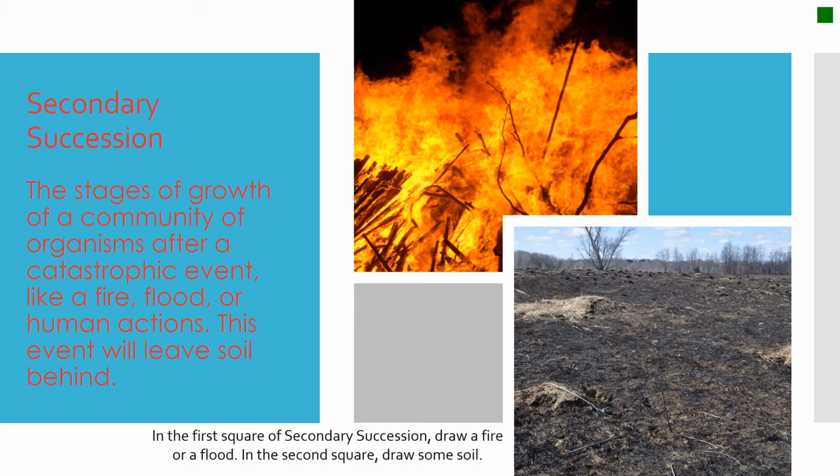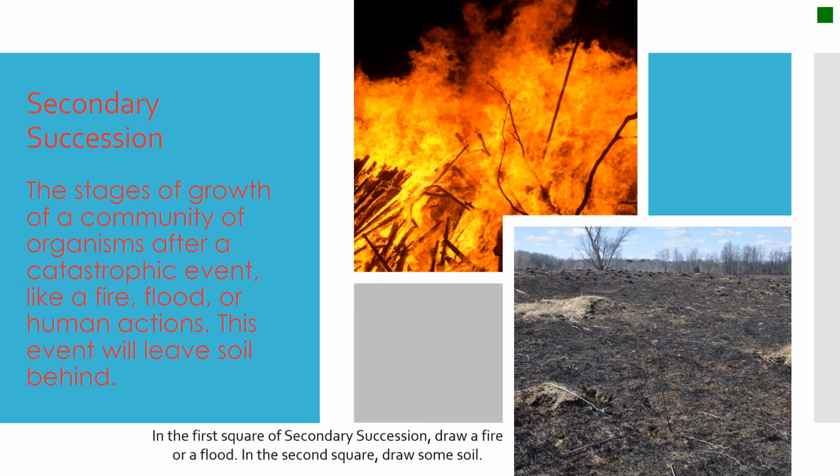But when it all is said and done, I don't got these huge rocks and stones everywhere. I still got dirt, right? Because fire doesn't really burn dirt. Okay, same thing with the flood. Flood's going to come through, but when the flood waters go away, we still have some soil left on the ground. All right, another catastrophic event that can cause secondary succession to happen would be human actions.